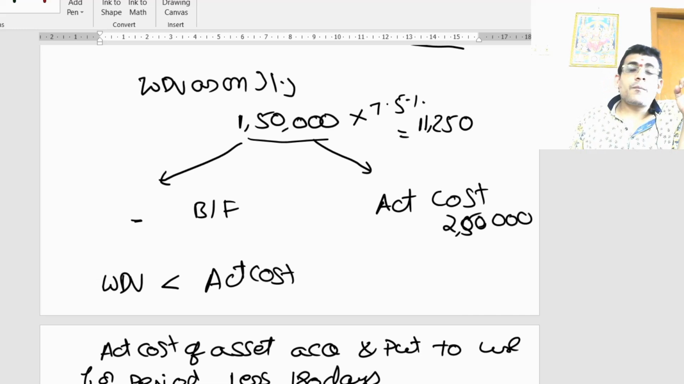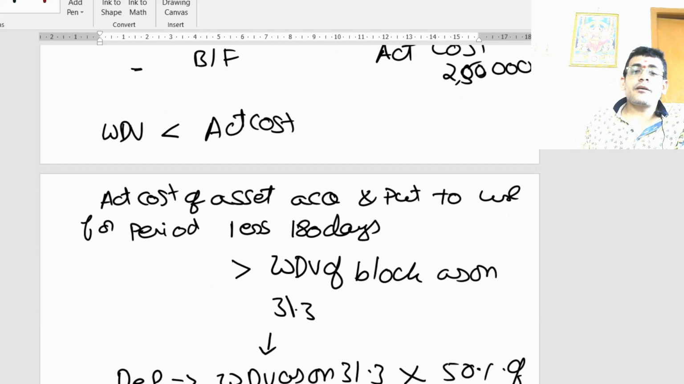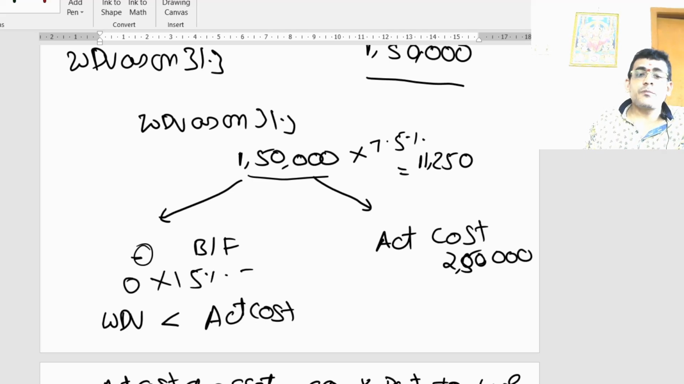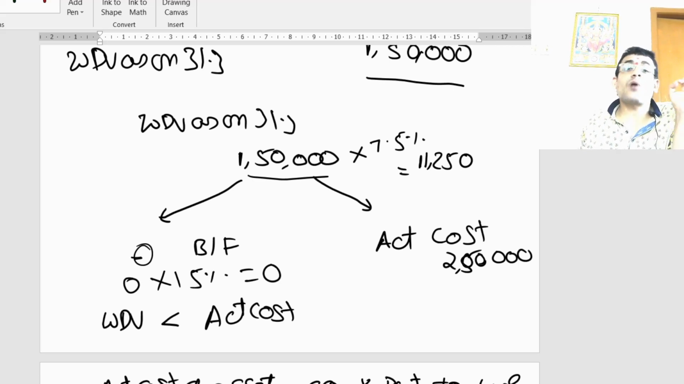Again, when will I apply this? Whenever the WDV is less than the actual cost, or the actual cost of the asset is greater than the WDV, in that case what will we do? Take the closing WDV, and 50% of the normal rate of depreciation will be allowed, because you don't have any balancing figure. If the balancing figure is 0, 0 into 15% is always 0. So ultimately you don't have this. Whatever WDV you have, the entire WDV is eligible for 50% of your normal rate. That is the provision which you are going to apply.